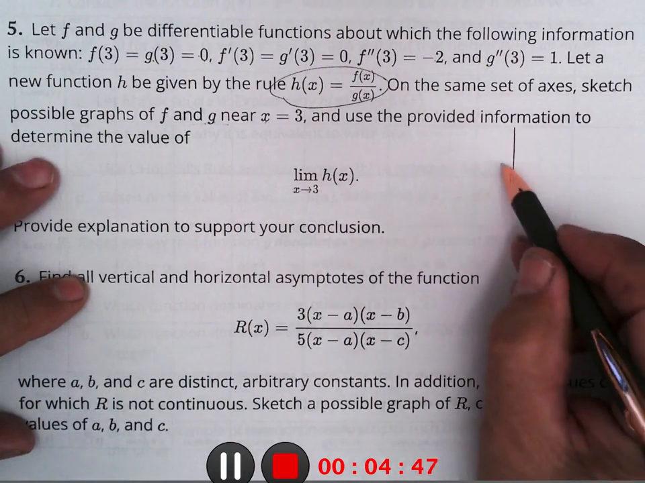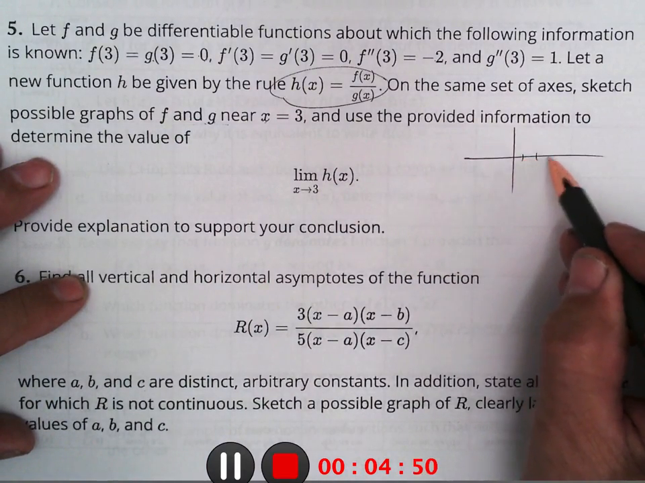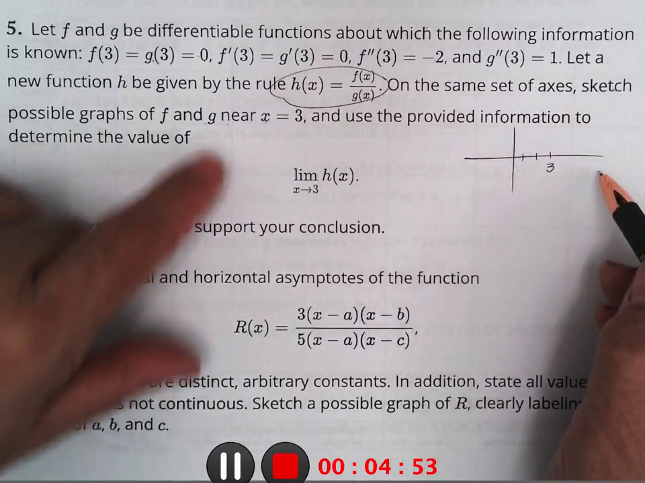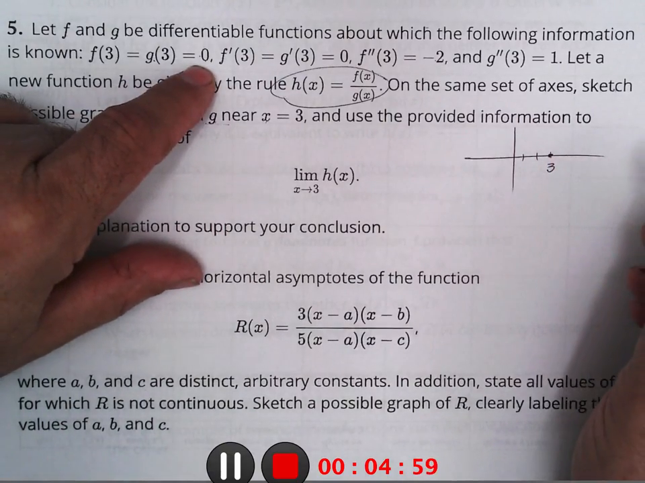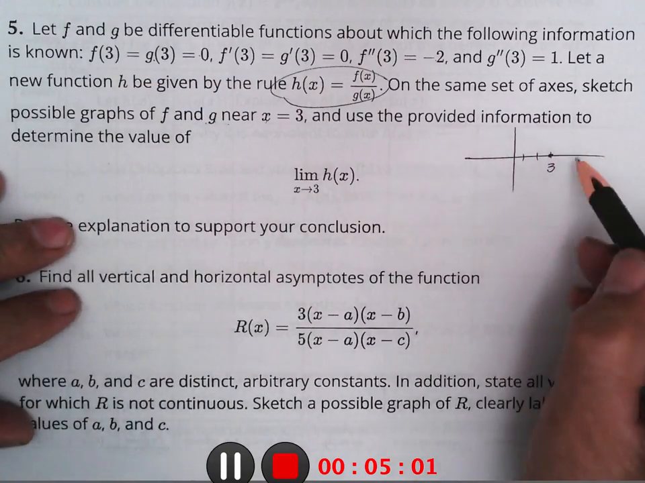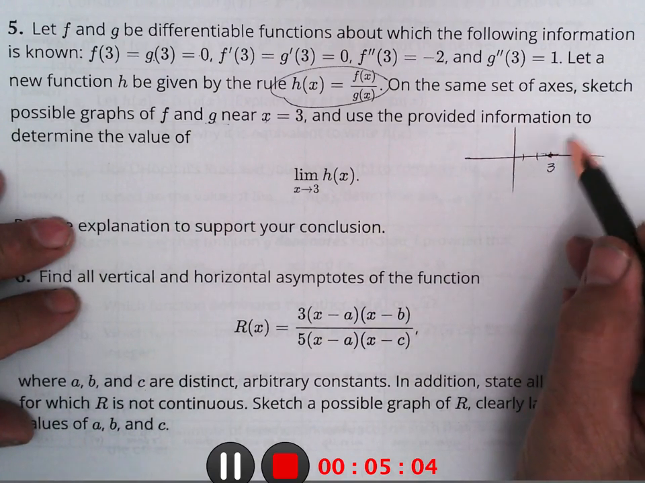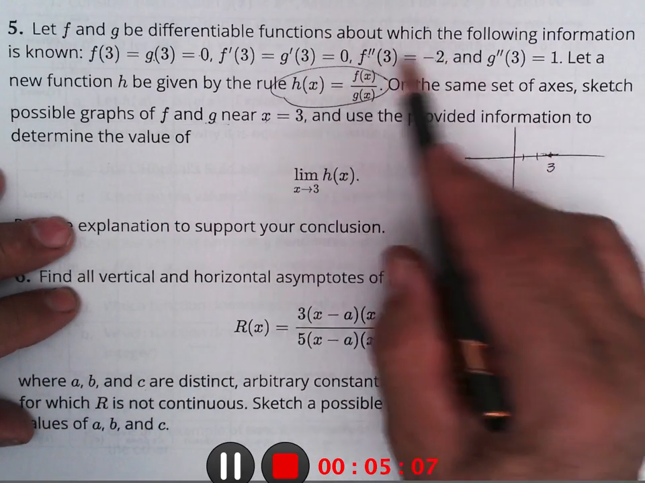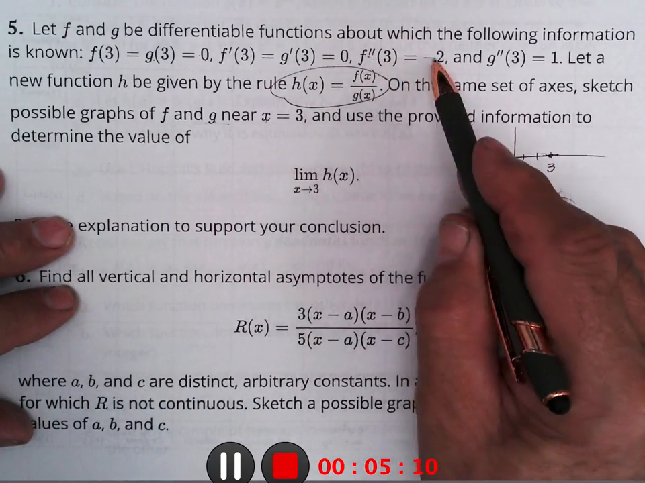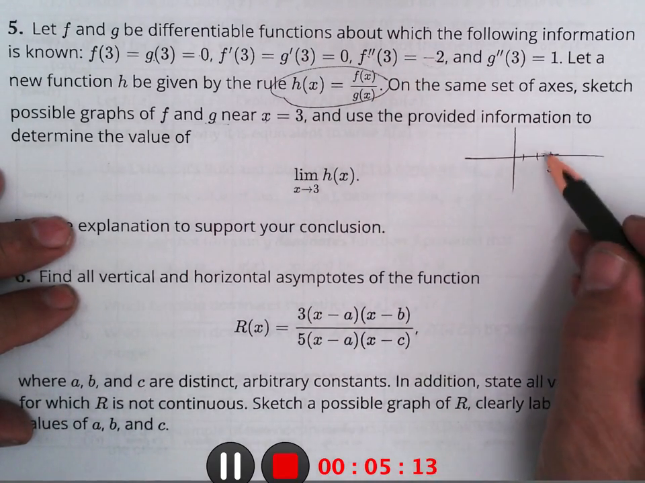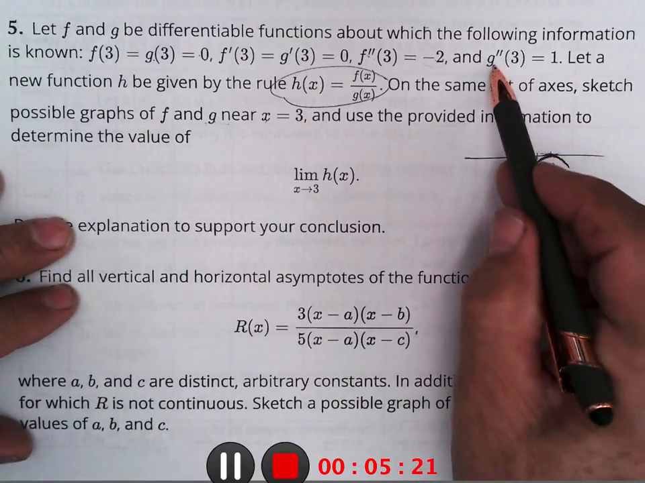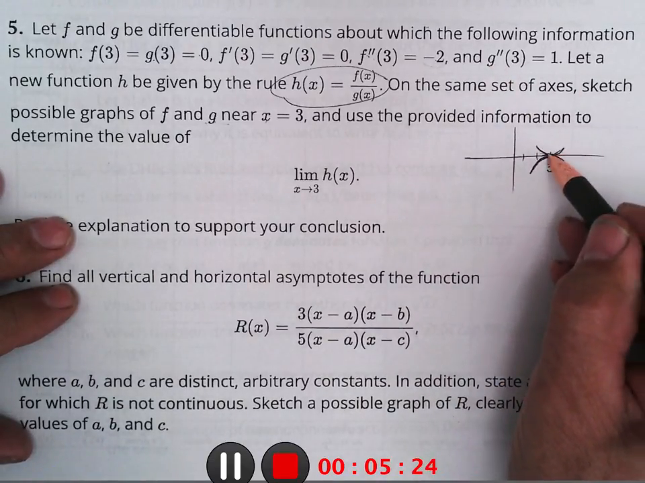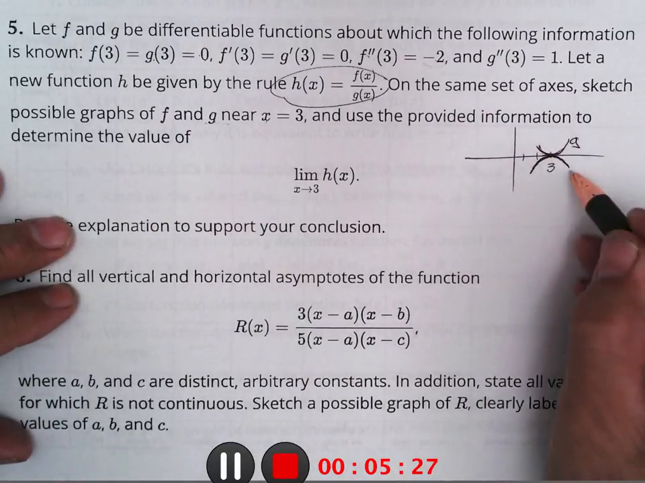So here's 1, 2, 3, and the height of f and the height of g are both 0. The slopes of both of them are 0. And the second derivative, saying the curvature, is negative on f, so it's curved down. So that could be f, slope of 0, height of 0. And g has a curvature of 1, so it's curved up. That's kind of what the picture looks like.